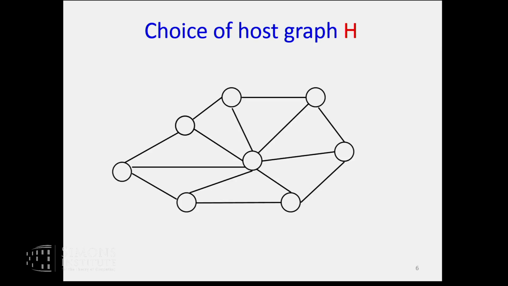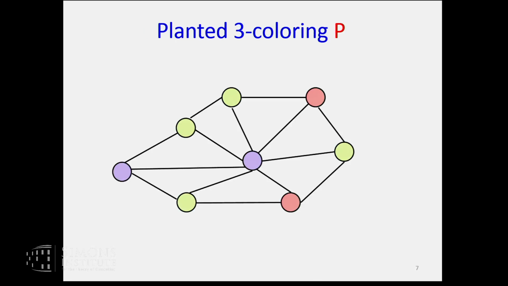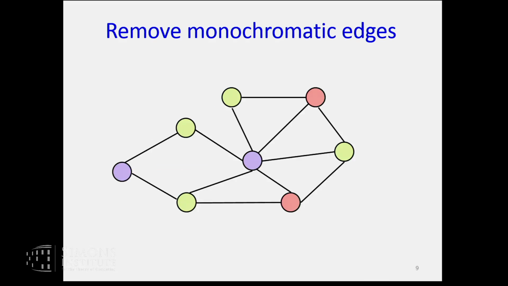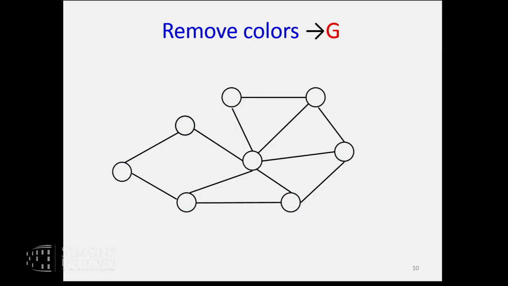So as an example, let's say this was the host graph H. We plant in it some arbitrary coloring. It's not necessarily legal. So there are certain edges which are not legally colored. We see which are these monochromatic edges, and we remove them. Then we remove also the colors from the vertices, and we give this graph as input to the algorithm. So this is the general framework.